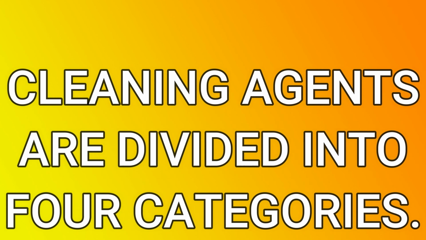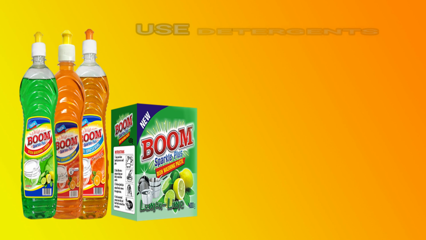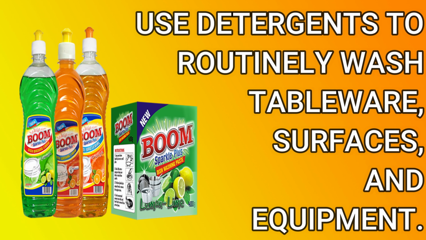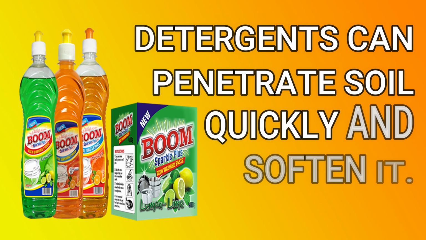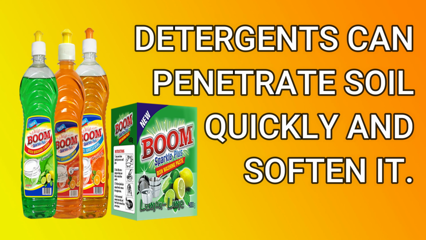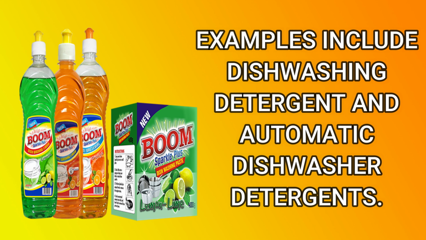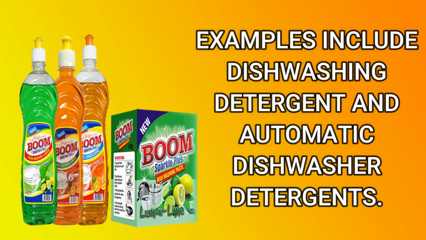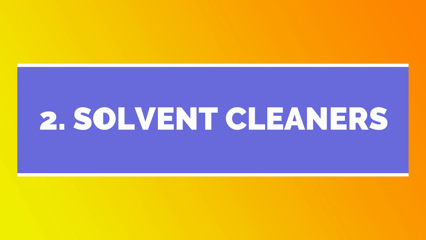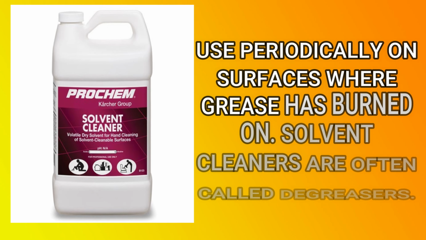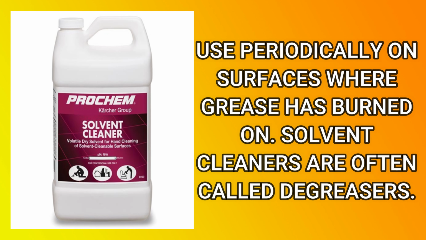Cleaning agents are divided into 4 categories. 1. Detergent. Use detergent to routinely wash tableware, surfaces, and equipment. Detergents can penetrate soil quickly and soften it. Examples: dishwashing detergent and automatic dishwasher detergents. 2. Solvent cleaner. Used periodically on surfaces where grease has burned on. Solvent cleaners are often called degreasers.